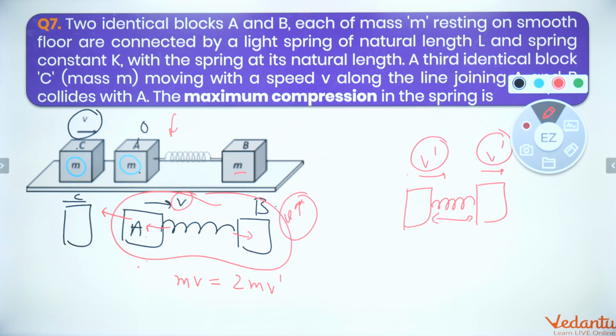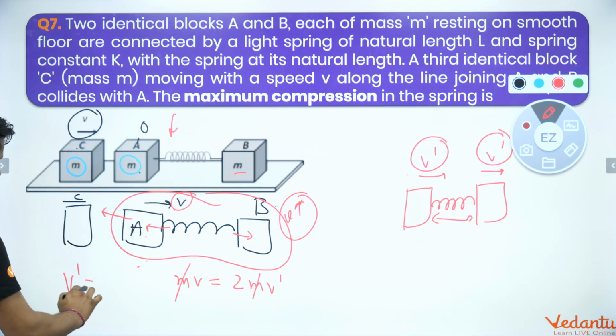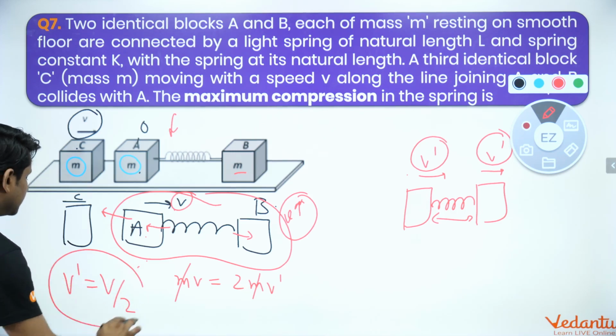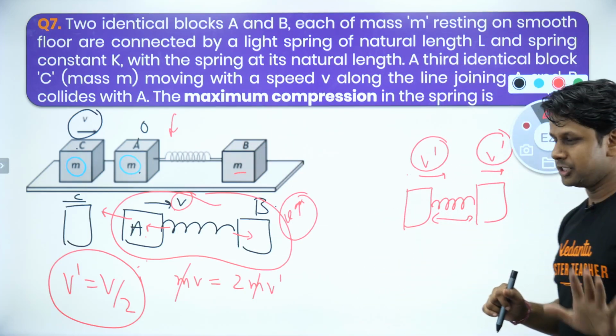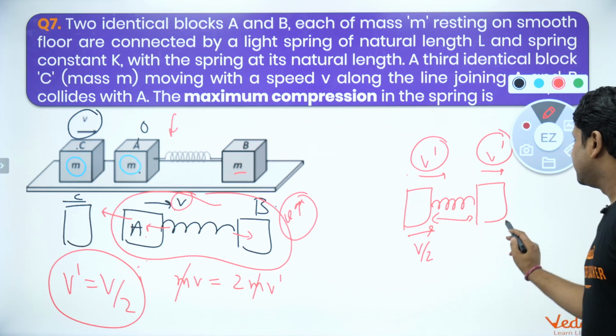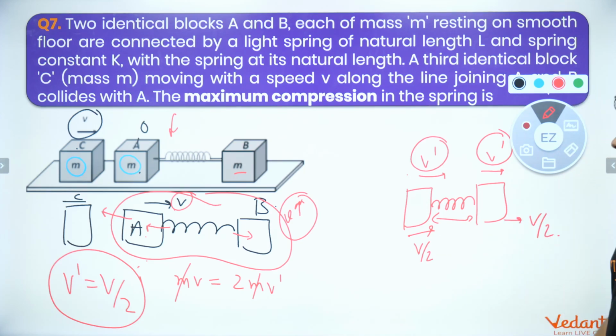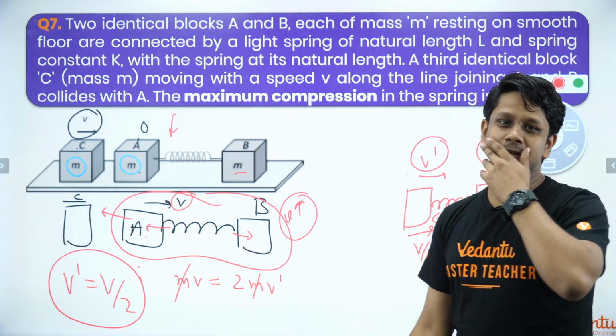Are you getting my point? And then you will see M and M will get cancelled out. V dash will be equal to V by 2. This tells me that when maximum compression is achieved, both the bodies are moving with how much velocity? V by 2 and V by 2. ये देखो, कहाँ से निकाल लिया हमने ये? By doing the momentum conservation.